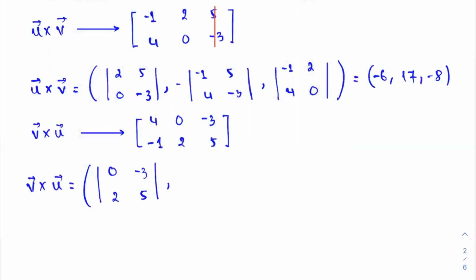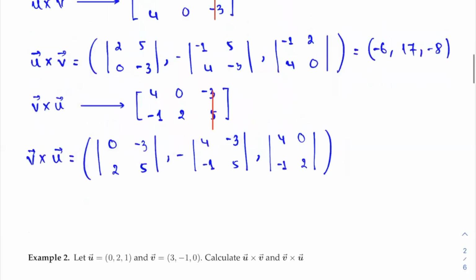Now for the second component, you remove the second column, then take the negative of the determinant of the remaining terms, so the determinant of 4, -3, -1, 5. And for the last component, you remove the last column and then take the determinant of the remaining terms, 4, 0, -1, 2. And if you do the calculations correctly, you should have 6, -17, and positive 8.